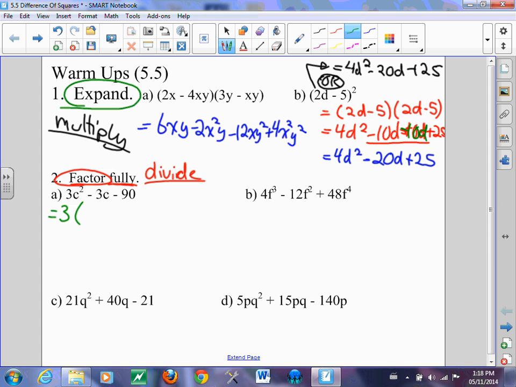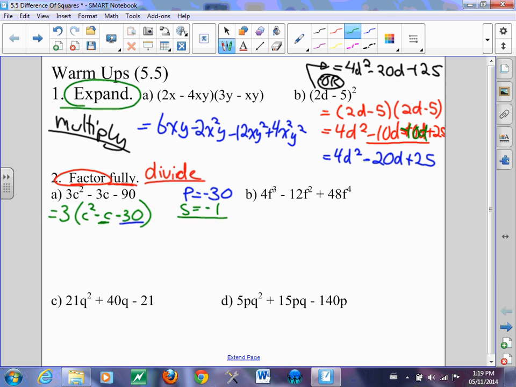So make that your greatest common factor. Divide every term by 3. So you should have in the bracket c squared minus c minus 30. All right. Don't forget to continue to look inside the brackets. Notice that we've got a trinomial factoring where a equals 1. So product equals negative 30. That's your c value there. And our sum equals negative 1, and that's from our b value that's there.